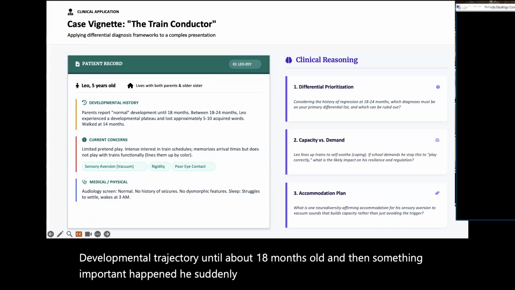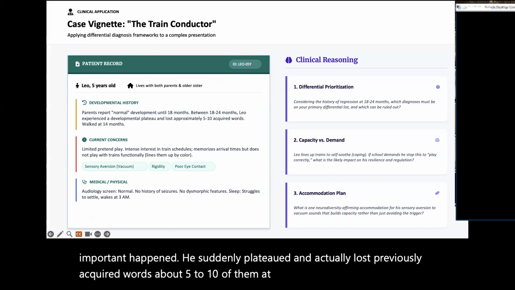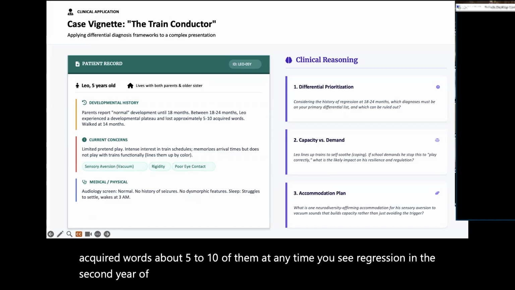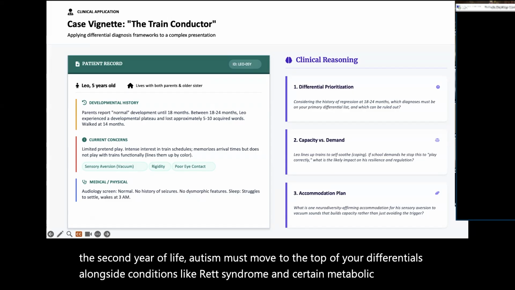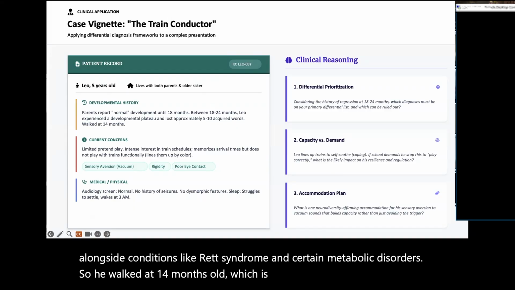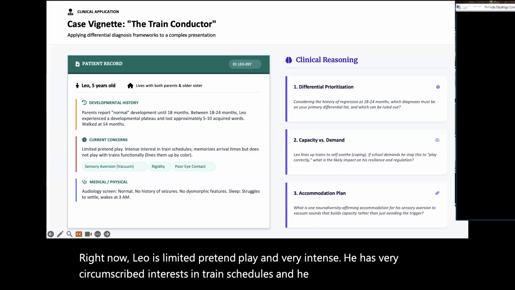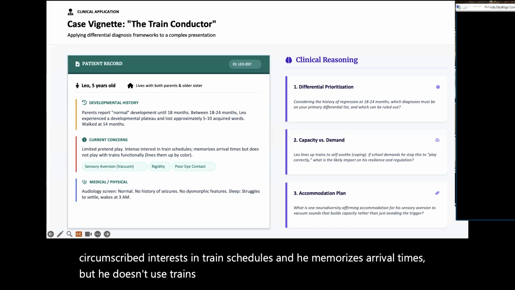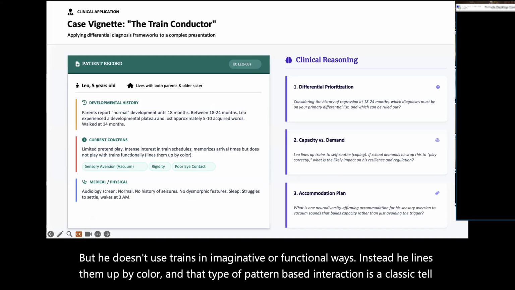He suddenly plateaued and actually lost previously acquired words, about 5 to 10 of them. And anytime you see regression in the second year of life, autism must move to the top of your differentials, alongside conditions like Rett Syndrome and certain metabolic disorders. So he walked at 14 months old, which is within normal limits. Right now, Leo has limited pretend play and very intense, circumscribed interests in train schedules, and he memorizes arrival times, but he doesn't use trains in imaginative or functional ways. Instead, he lines them up by color, and that type of pattern-based interaction is a classic tell for restricted repetitive play.